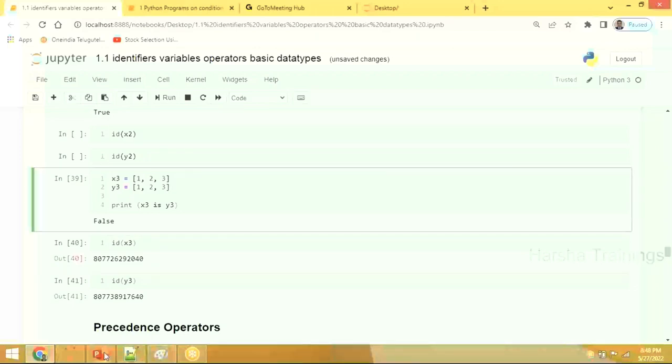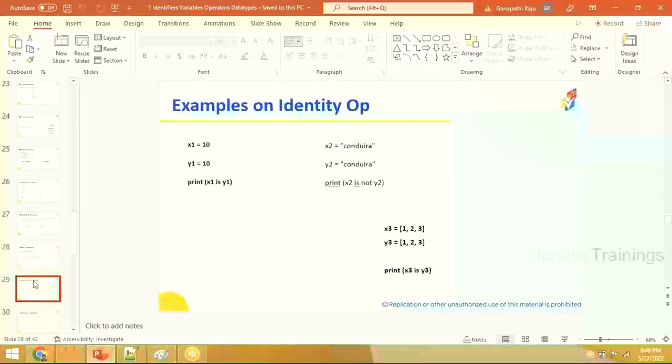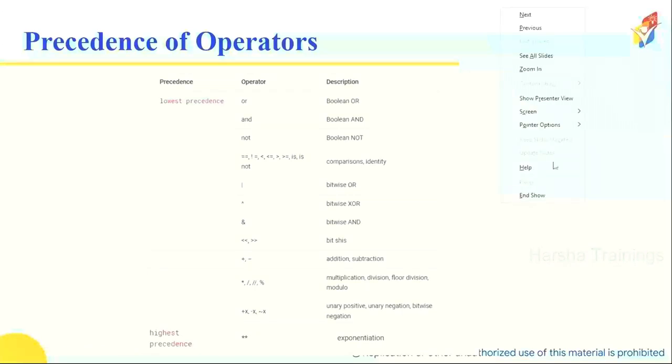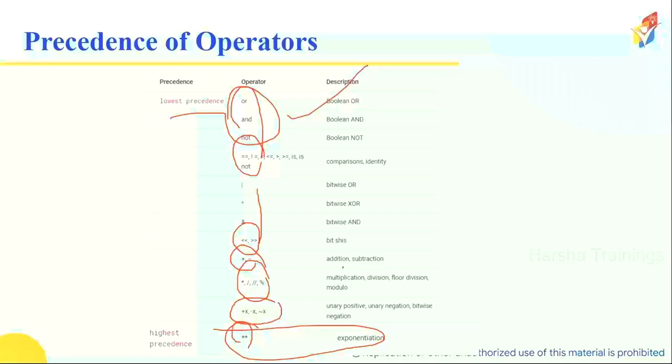Now, finally, if you know all the operators, you should also know the precedence of all operators. The precedence of operators goes from highest to lowest. If you observe this PPT, exponential operations have the highest precedence. Then unary operators, then arithmetic operations, then addition and subtraction, then bitwise operations, then logical operations. That means the last ones have the lowest precedence. Star star operations have the highest precedence. If you give an expression, it will be evaluated in this way.